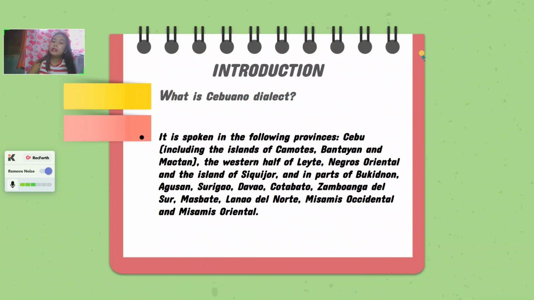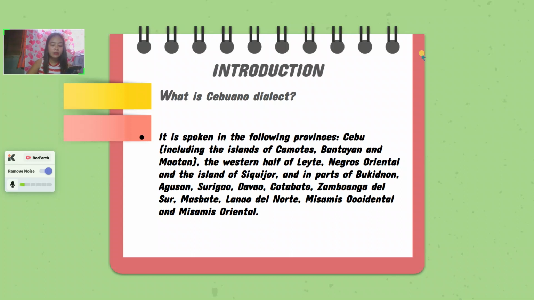Next, it is spoken in the following provinces: Cebu, including the islands of Camotes, Bantayan, and Mactan, the western half of Leyte, Negros Oriental, and the islands of Siquijor, and in certain parts of Bukidnon, Agusan, Surigao, Davao, where I came from, Cotabato, Zamboanga del Sur, Masbate, Lanao del Norte, Misamis Occidental, and Misamis Oriental.